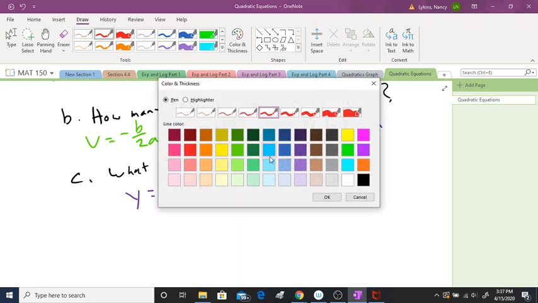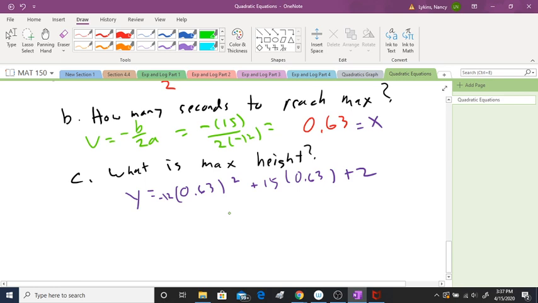So it takes 6.7, and maybe it's seconds. I'm sorry, maximum height, not seconds. It might be feet. This 0.63, that's what I meant to say, could be seconds.